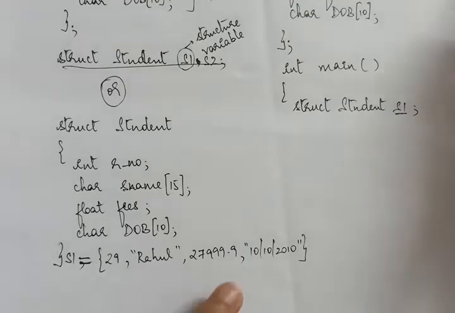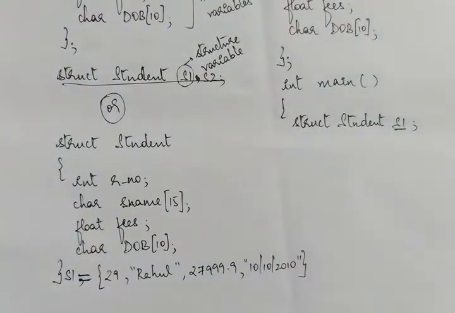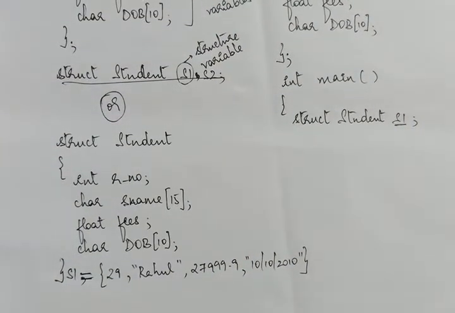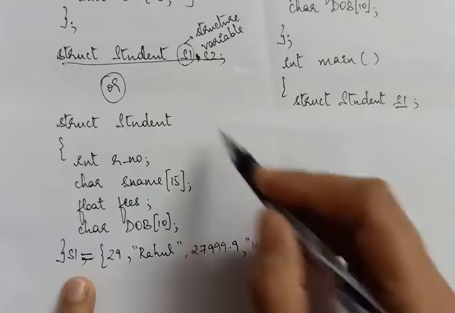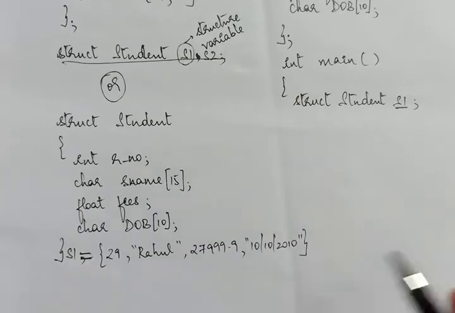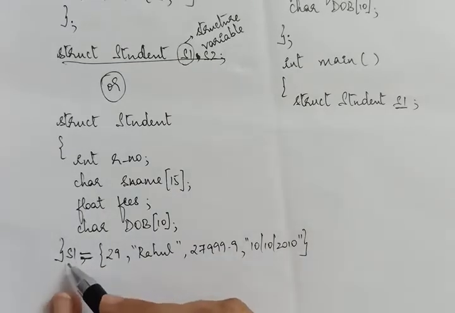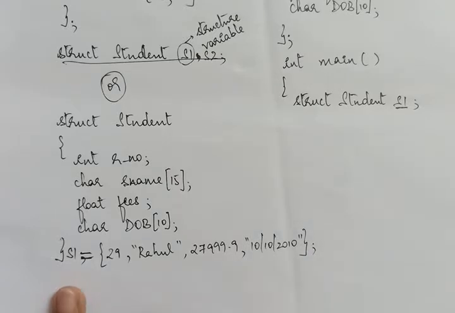Let's see how to initialize a structure variable. You can initialize a structure variable while you are declaring the variable itself. So if you take this type, that is struct student, along with the template, you are declaring the variable and initializing it as well. So how you have to initialize is this way.